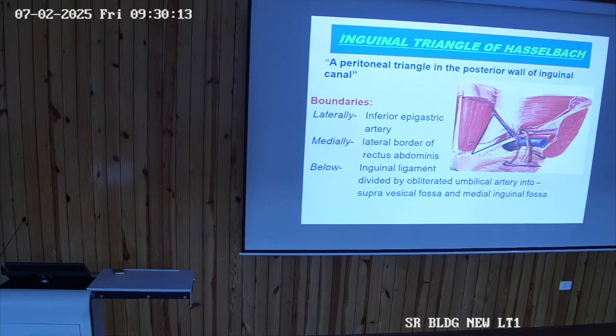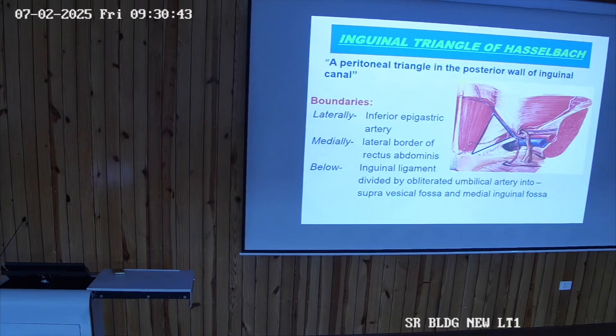So indirect will be through the inguinal canal. The herniated part will pass through the deep ring. It will come out through the superficial ring. In a direct inguinal hernia, the structures won't pass through the deep ring, but they will come out through the superficial ring. A hernia is called an inguinal hernia if the herniated contents are passing above and lateral to the pubic tubercle. That means they will come out through the superficial inguinal ring.